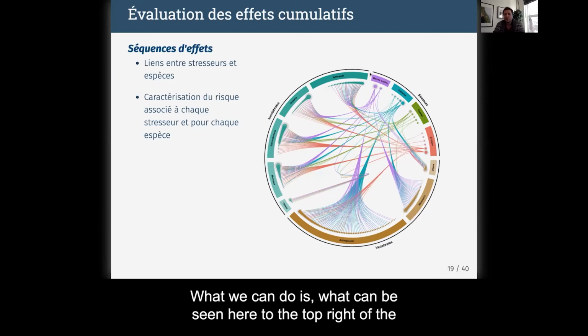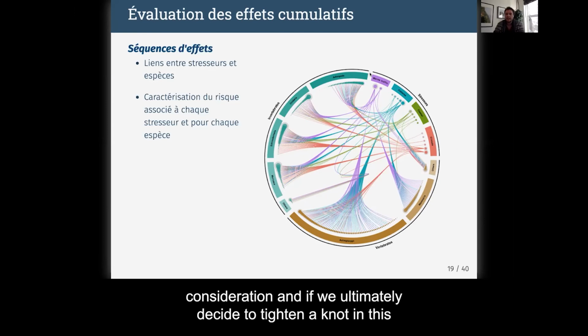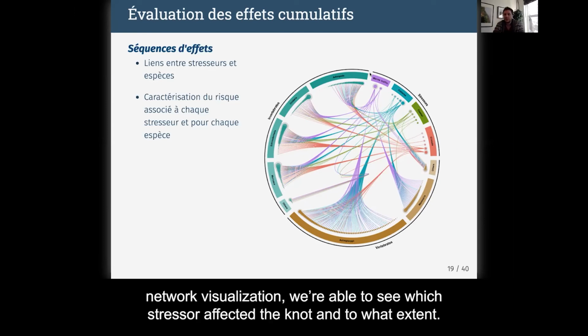Essentiellement, ce qu'on voit sur la figure en haut à droite, ce sont les différents stresseurs qu'on a pris en considération. Ensuite, de l'autre côté, ce sont toutes les espèces qu'on a prises en considération. Et si on décide de tirer sur un nœud dans cette visualisation de réseau, on est capable d'aller voir par quel stresseur le nœud est affecté, et en quelle proportion.